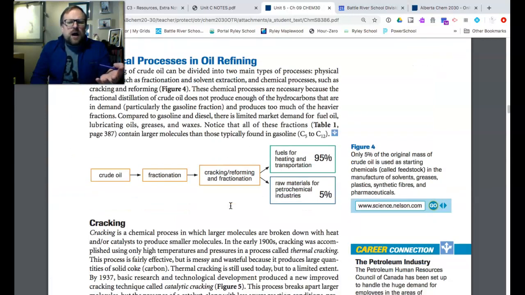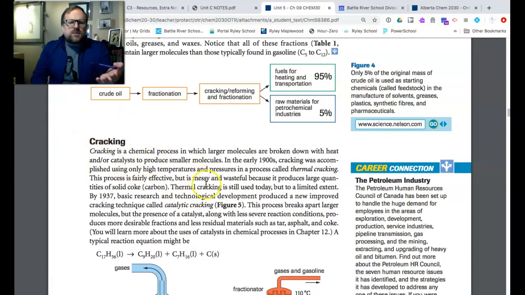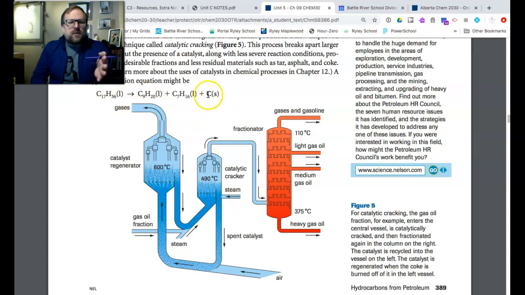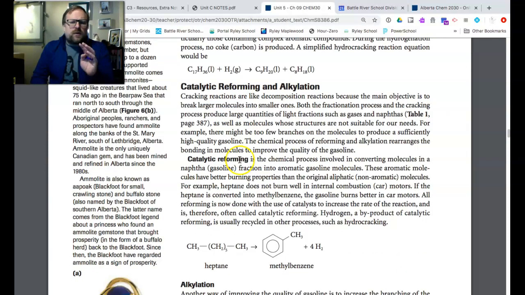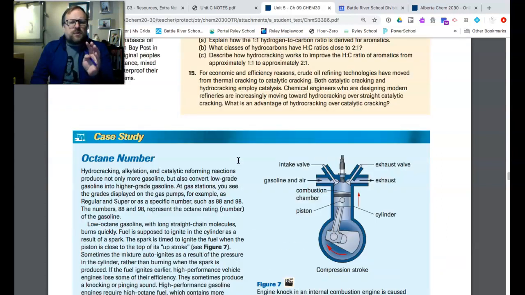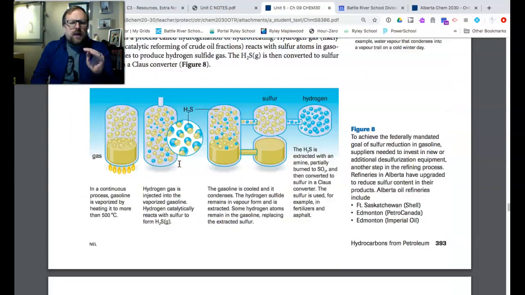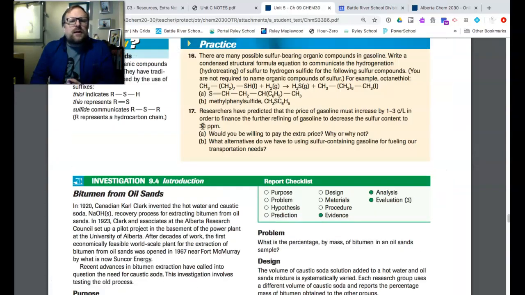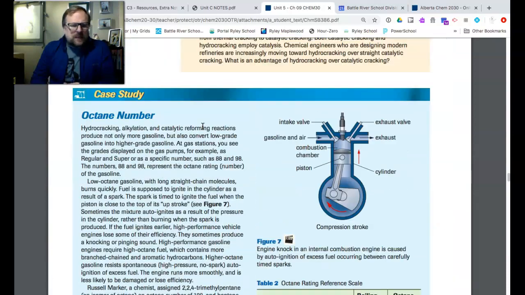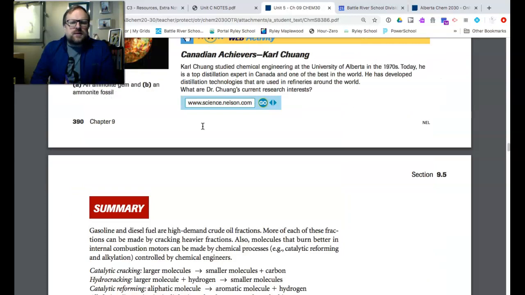I'd like you to really quickly look at cracking, because we'll talk about what cracking is a little later on. Get an understanding that this is the general process: we take something big and break it into smaller pieces. You can have a look at catalytic reforming and alkylation. The last thing I'll point out is there are two case studies in this section, one on octane number and one on the Athabasca oil sands. I'd like you just to read through the information on them. I don't need you to do the questions and submit them to me, but reading through them is really important.